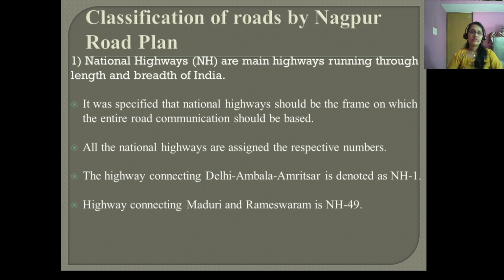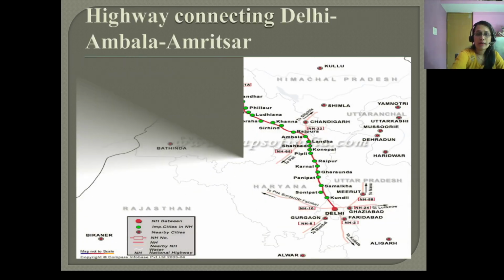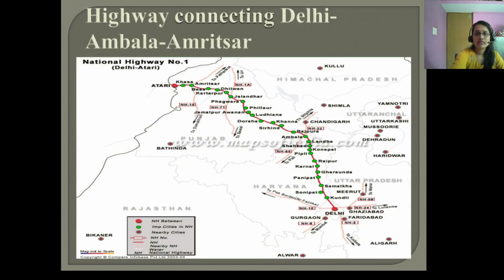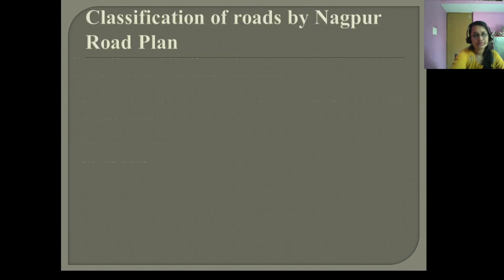So national highways are the main highways which run through the length and breadth of India. These national highways are assigned numbers, such as NH1, for example. NH1 is the highway connecting Delhi, Ambala, Amritsar, and NH49 is the highway connecting Madurai and Rameshwaram. This is a map showing the highway connecting Delhi, Ambala, Amritsar.